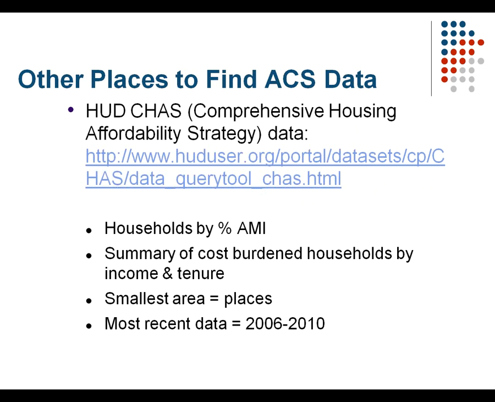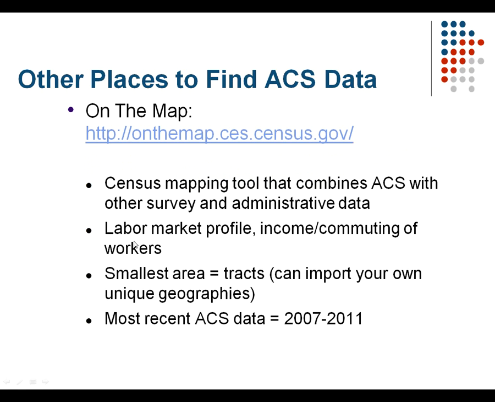I wanted to share with you 4 other places you can get ACS data. HUD's CHAS data has a query tool that lets you look at data specifically by AMI. The ACS data doesn't report out by AMI. It just reports income and income groups. So what HUD's done is summarize ACS data for places bigger than a census tract and smaller than a county, for cost burden households by income and by tenure. They do this at 30% AMI, 30 to 50% AMI, and so on. It's a pretty easy to use tool. It's old data, though, unfortunately. The latest they've got up there is 2010 data. But I recommend that you check that out.